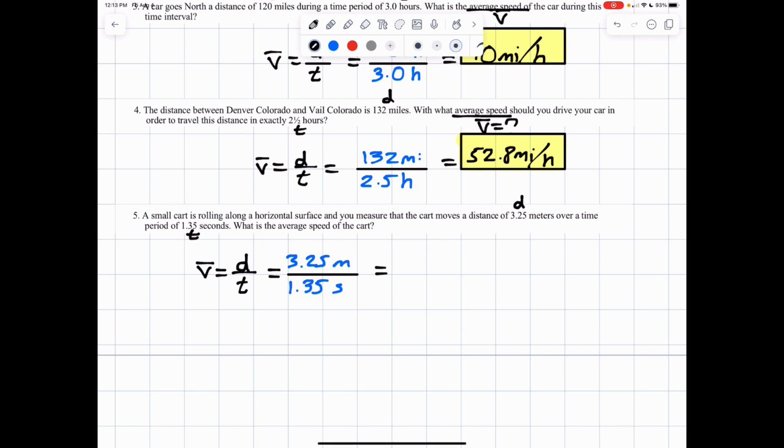Take a moment to plug that in your calculator. And you should be getting about 2.41 meters per second.